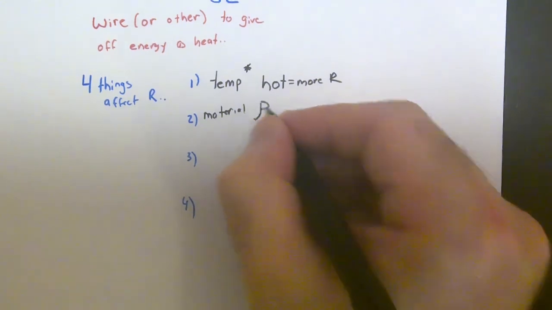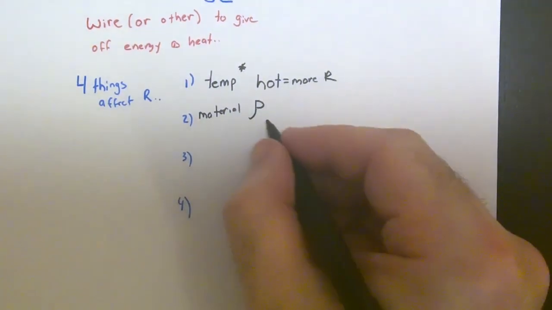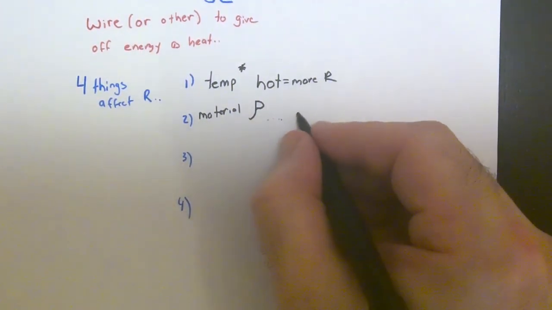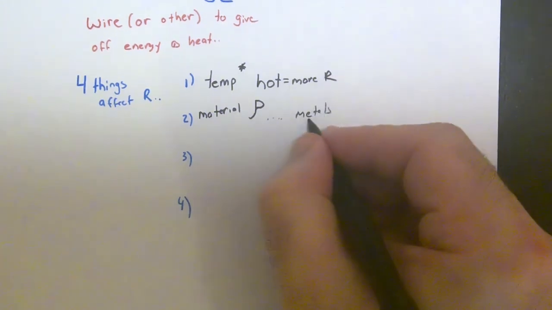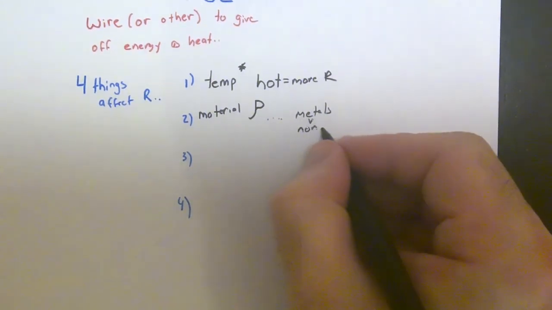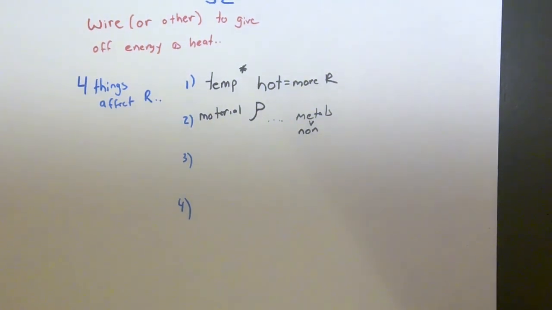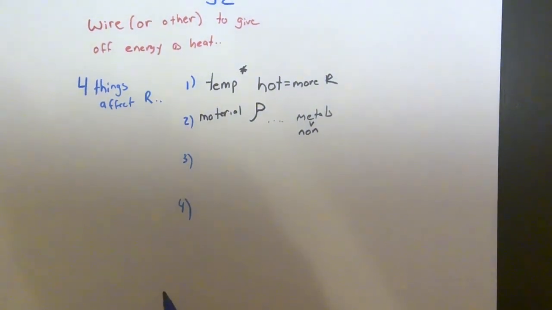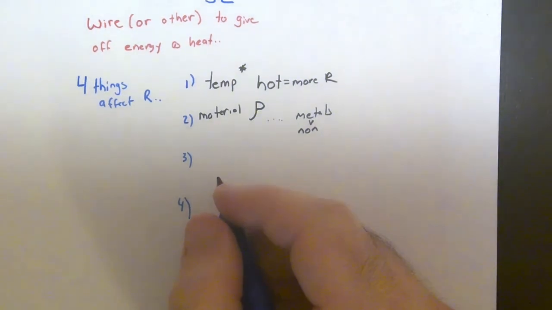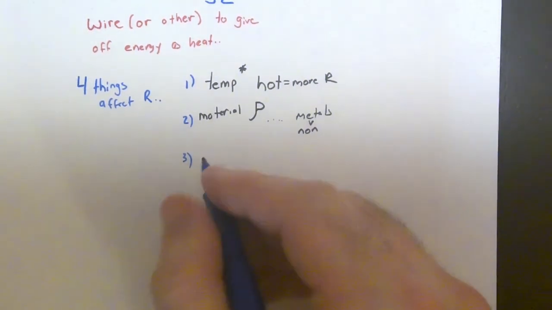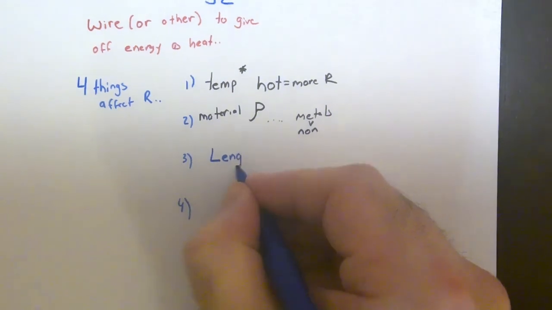Number two is called the material, and I'm going to call this resistivity, which is the Greek letter rho. This resistivity is kind of like the material of itself. Metals have very low resistivity, and non-metals have really high resistivity. So hair, for example, has really high resistivity. I don't know why I'd electrocute hair, but I'm crazy like that.